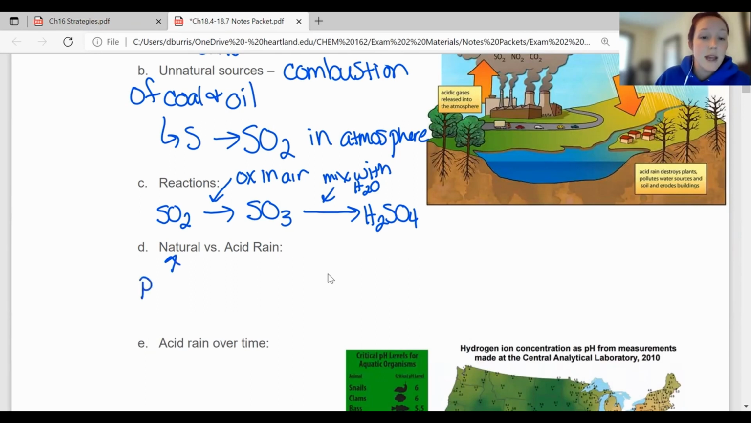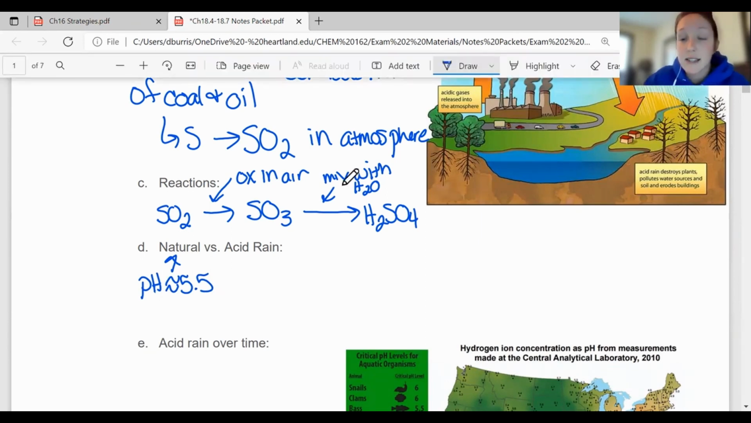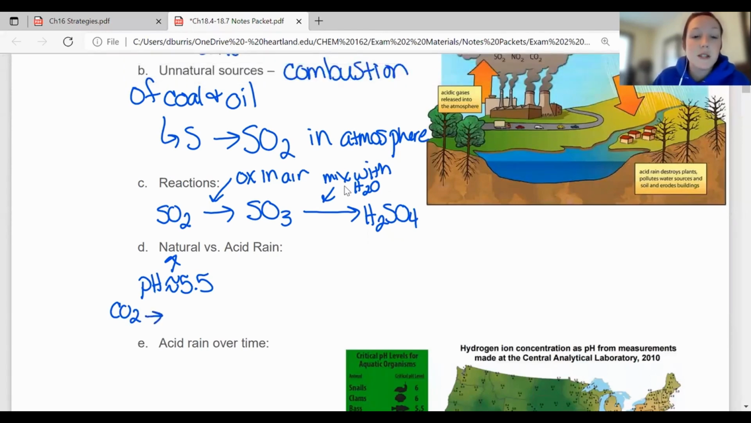So natural rain actually is a little bit acidic. Natural rain has a pH of about 5.5. There's a reason for that. It's about 5.5 because it does have carbonic acid in it. Where that comes from is CO2. We know CO2 is a prevalent part of our atmosphere. CO2, when it's with water, turns into carbonic acid. So naturally, because of the CO2 in the air, rain has a pH of about 5.5.